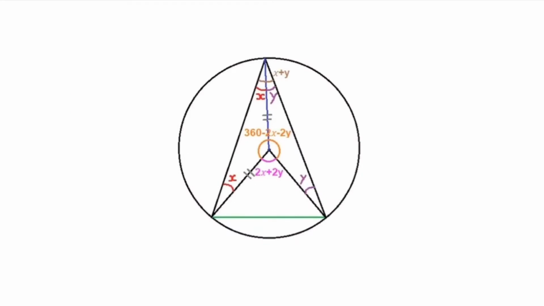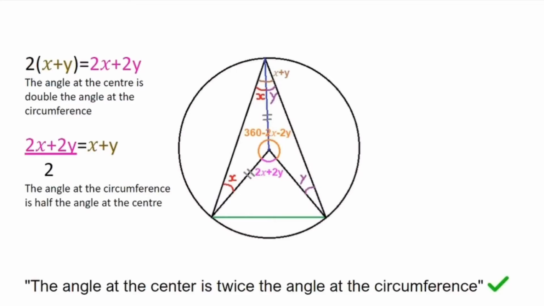But how does this compare to the angle at the circumference? It should not be a challenge to work out what that angle is, as it is already labelled, x plus y. It should be easy to see now how our theorem falls into place. If you double the angle at the circumference, you will get 2x plus 2y, which is the angle at the centre. Similarly, if you halve the angle at the centre, you will get x plus y. And that is how you prove mathematically that the angle at the centre is double the angle at the circumference.